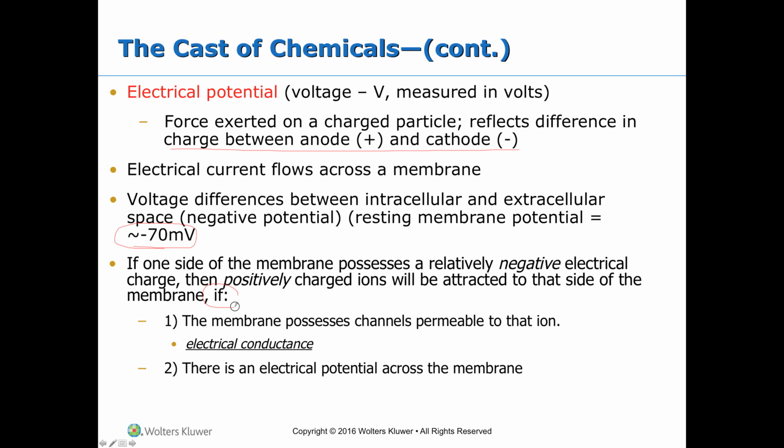Now, this is if the membrane possesses channels that are permeable to that ion. So one, if you have electrical conductance. And two, if there is an electrical potential across the membrane. So is there a difference in electrical charge that is going to allow for current to flow? And does the membrane actually have a door whereby your ions can flow through? And doors in this case would be an example of a channel protein.